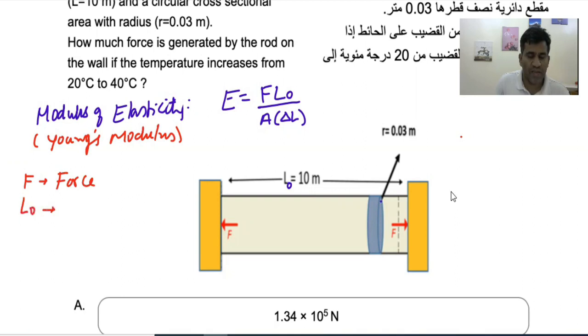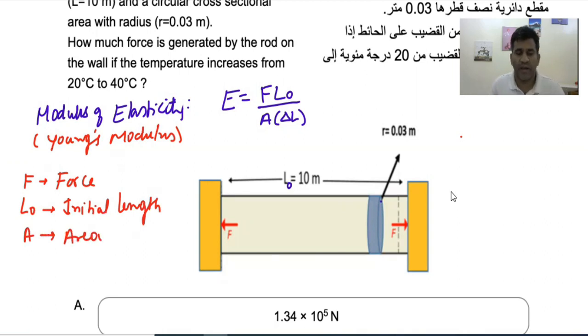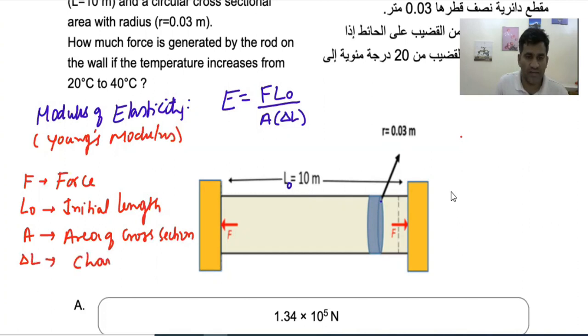L naught is representing the initial length. A is representing the area, basically the cross-sectional area of that rod. And what is this delta L representing? Delta L is representing the change in the length. So these are the things I need to know about.